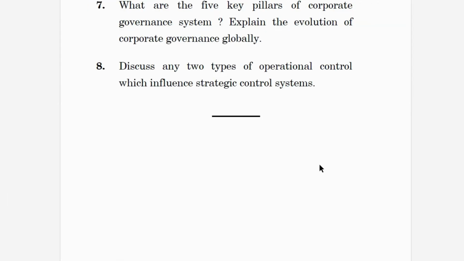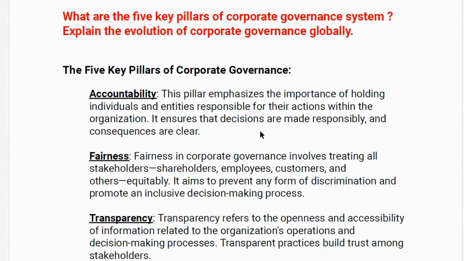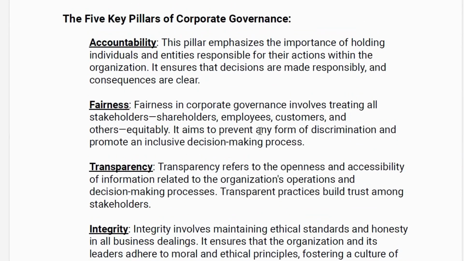The next, 7th question is: what are the 5 key pillars of corporate governance system, and explain the evolution of corporate governance globally. Okay, this we can find in Unit 6, corporate governance. In this unit we can find the topic, what are the 5 key pillars of corporate governance systems. The 5 key pillars are accountability, fairness, transparency, integrity and social responsibility.